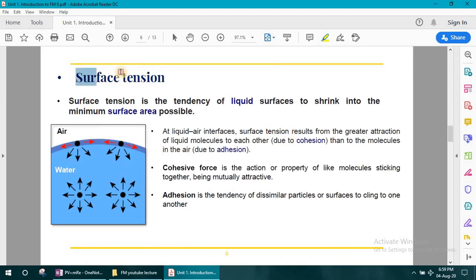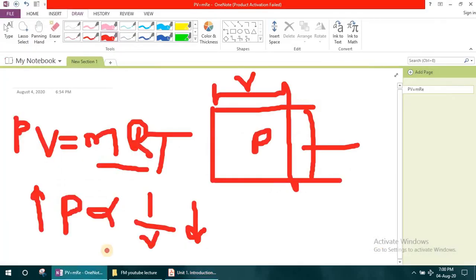Now we will understand the most important concept of fluid mechanics, surface tension. So what is meant by surface tension? Surface tension is the tendency of a liquid surface to shrink into the minimum surface area possible. We are all aware of the raining phenomenon. When water comes from the clouds to the earth's surface, it comes in the form of small droplets. It is because of the phenomenon of surface tension.